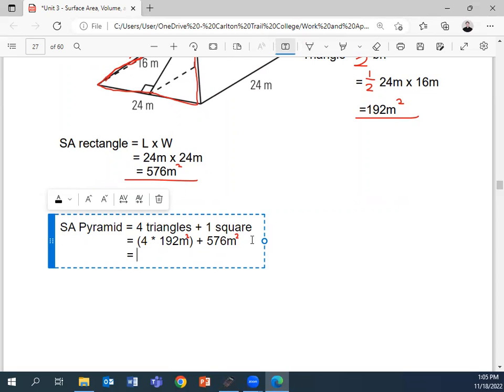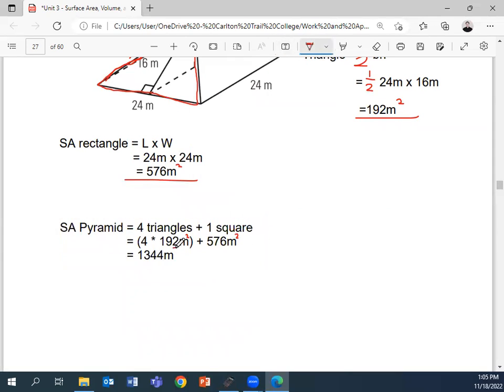So if I start powering through these, that's going to be 768 plus 576, 1,344 meters squared. Boom, that's my answer. It's a final answer. What am I going to do with it? I'm going to circle it. Cool, done.